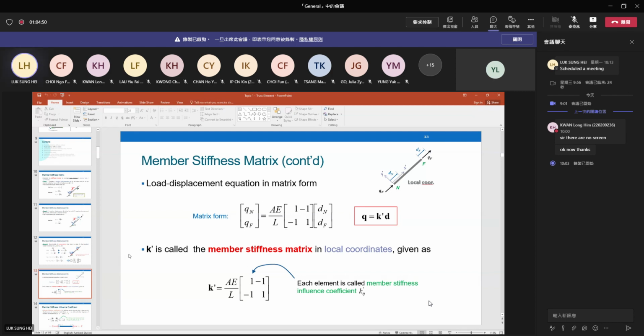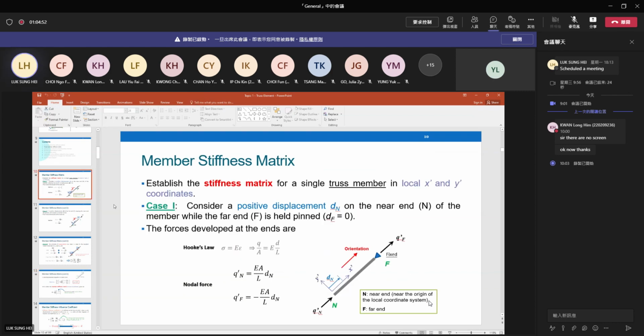At the same time, we can also review some terminology. Node N and node F. N means near end, F means far end. Near to the origin of the local system, and far away from the origin of the local system. N and F, we keep using this terminology throughout the entire chapter.